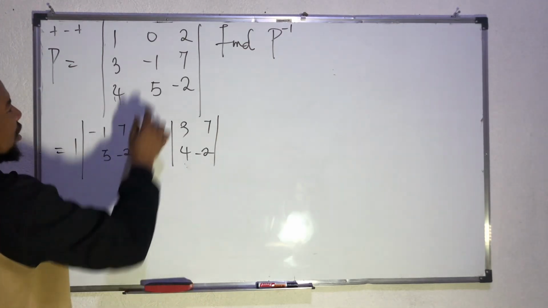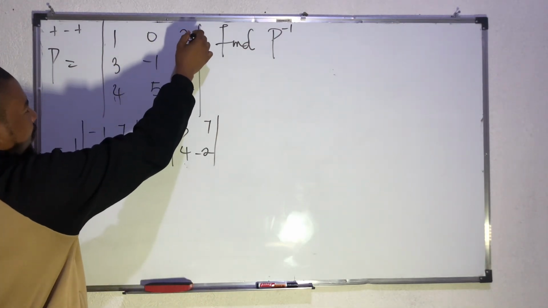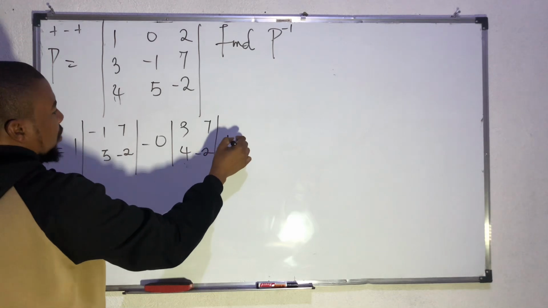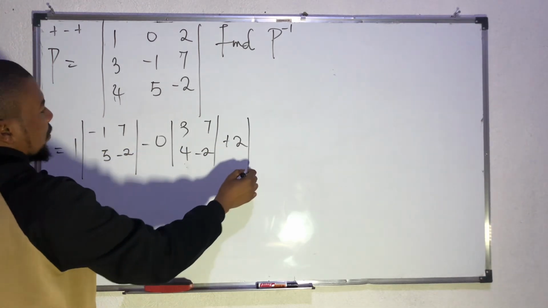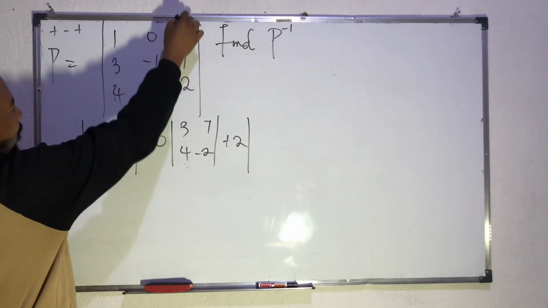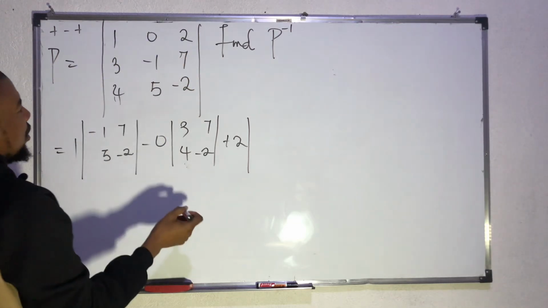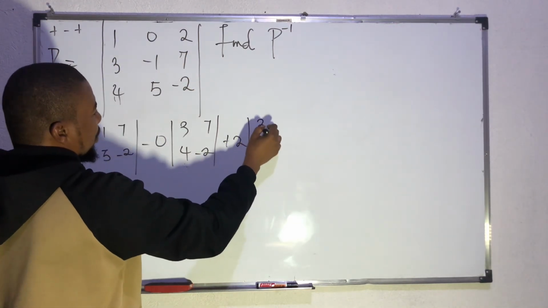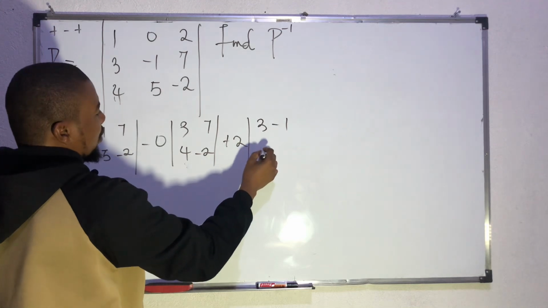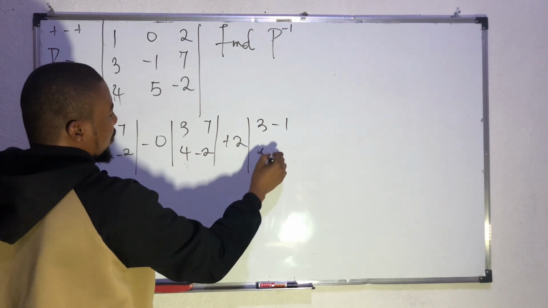And lastly, we have a 2 here, right? So this is going to be a plus 2. Hiding the row and the column for 2, this is the row, and here we have the column. We shall obtain 3, negative 1, 4, 5.